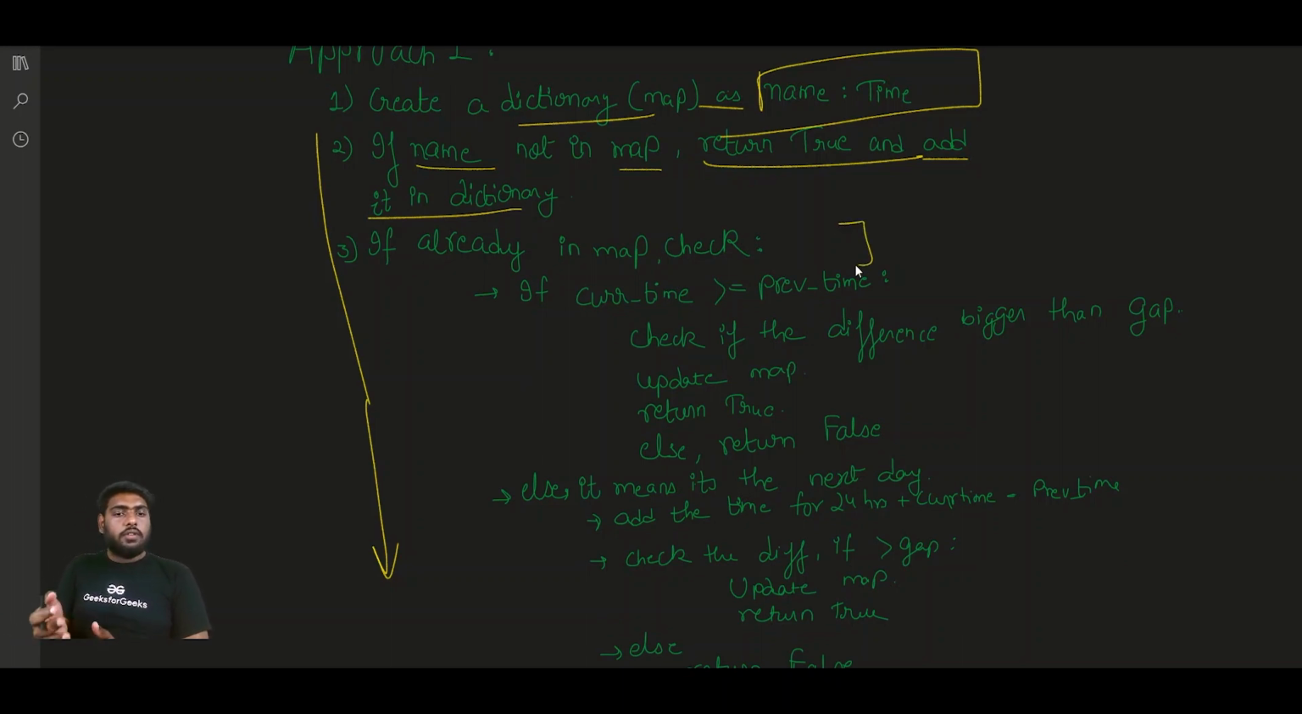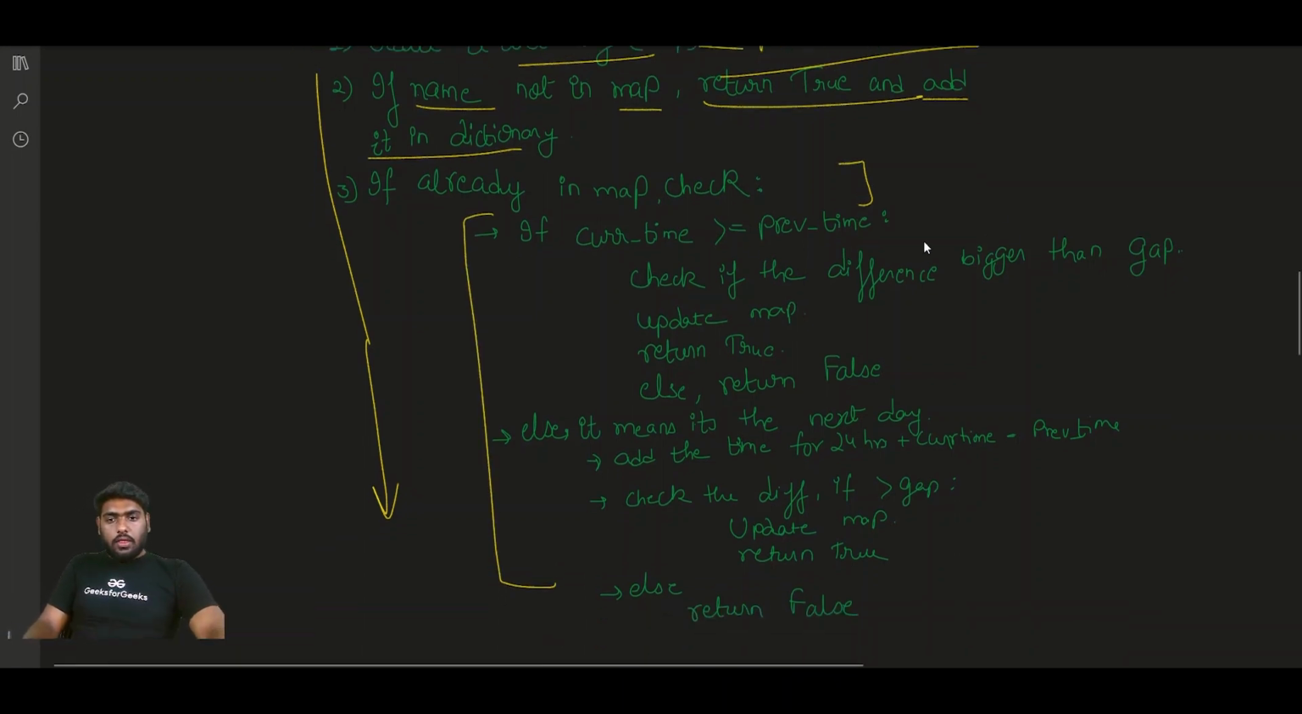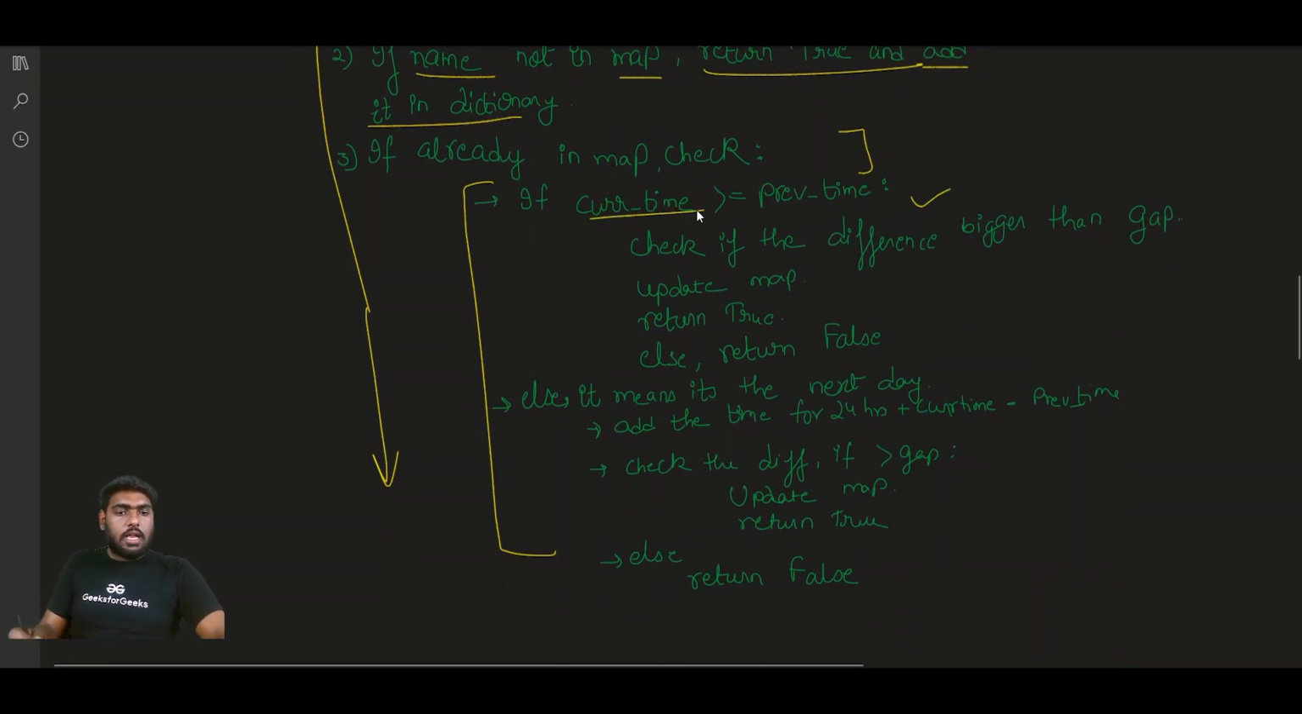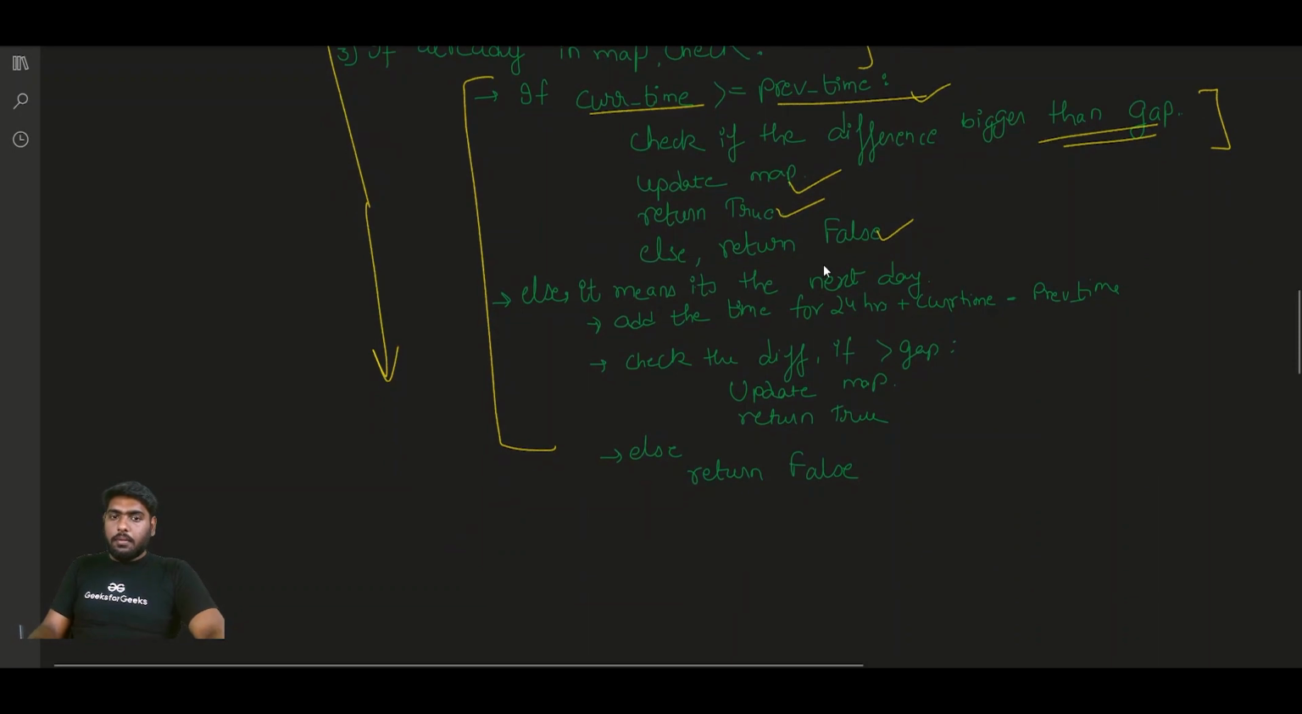This is the second condition. What if the user is already present? And this is where we have to see things and we have to check things. The very first case will be the current time, that means the submission time that we are receiving right now, is greater than the previous time. Very simple condition. You just have to take care of the gap. If the difference between these two is bigger than the gap, then we have to update the map and we have to return true. Okay, and if this is not the case, then we'll be returning false. By this false I mean if the difference is lesser than the gap, then we'll be returning false.